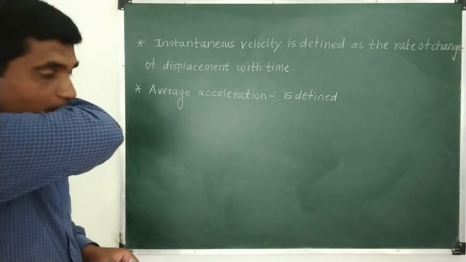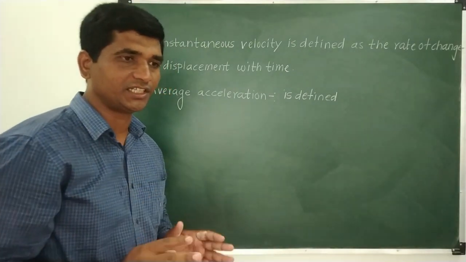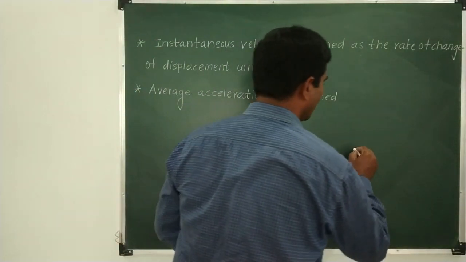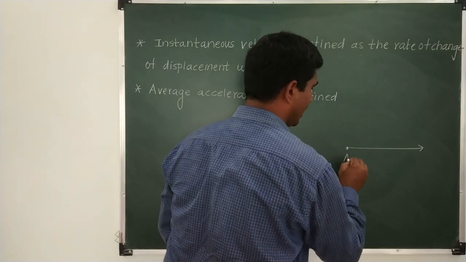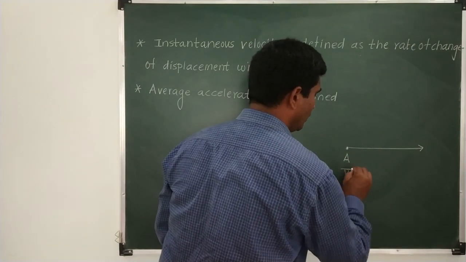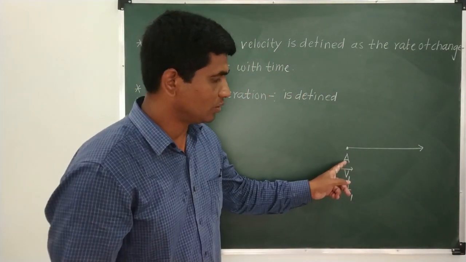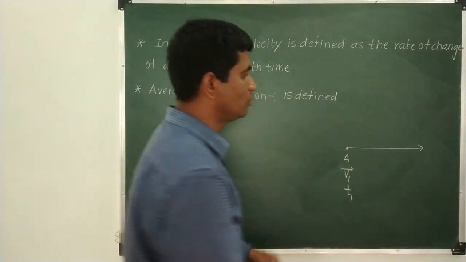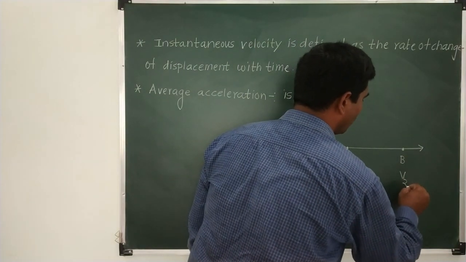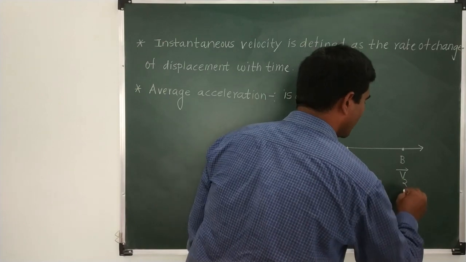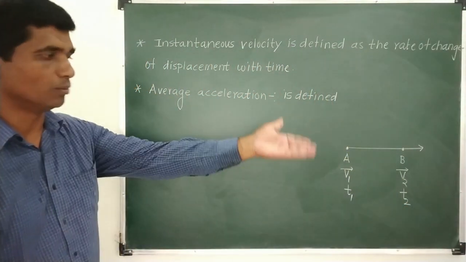Now here in this case, suppose the velocity of an object is changing. For example, there is an object which is moving on the way. Let us say at point A, its velocity is v1 bar at time t1. The object is moving from point A to point B, and its velocity at point A is v1 bar, and its velocity at point B is v2 bar.